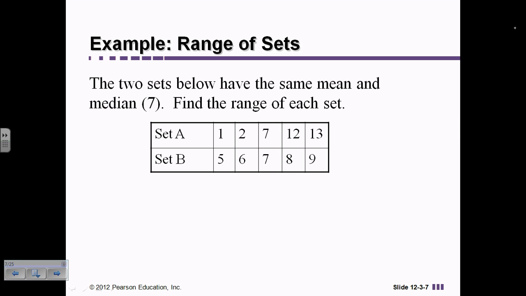So what we're going to be looking at now is what their range is. If we look at the first set to figure out the range, we're going to take the highest number, which is 13, and subtract the lowest number, which is 1. So the range of this data is 12. On this one, take the 9 minus 5, so the range of the data is 4.